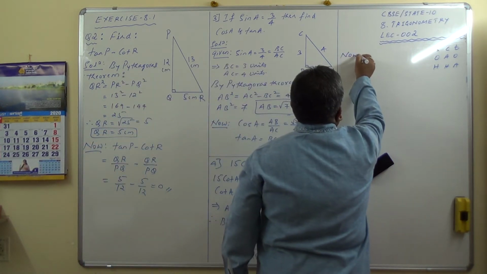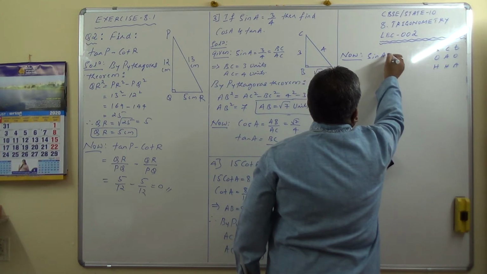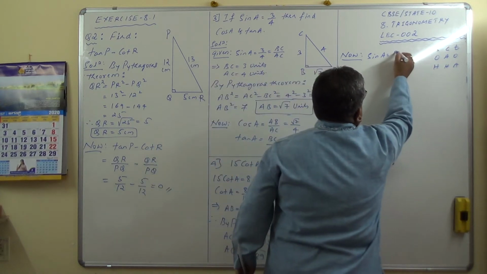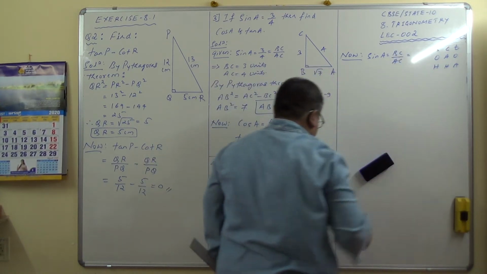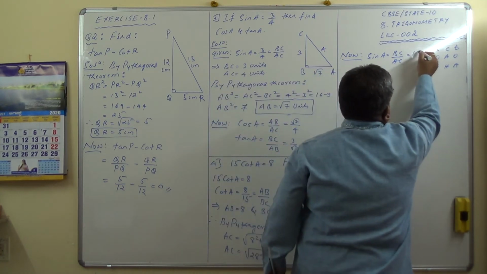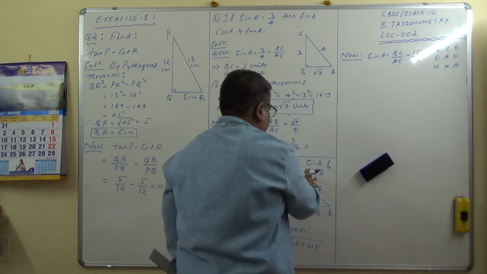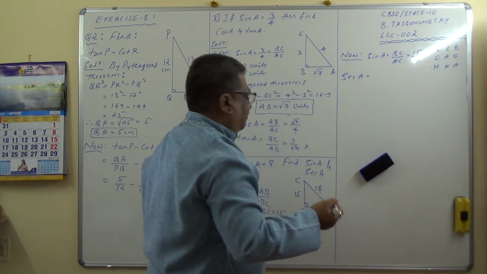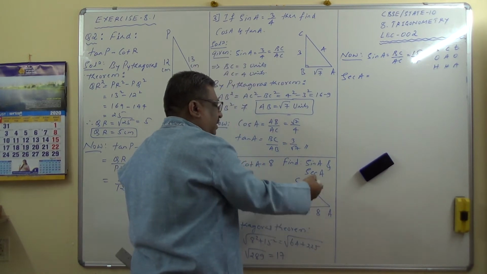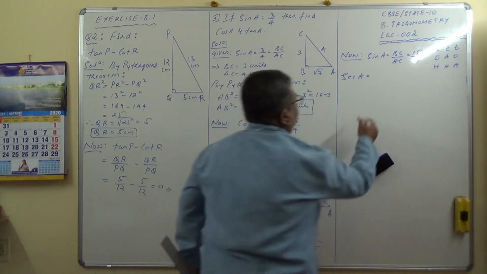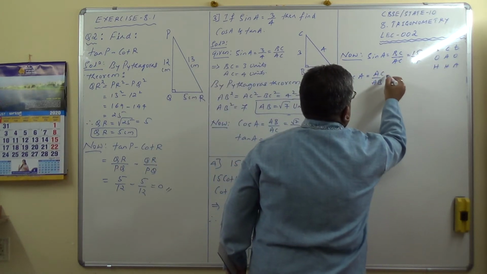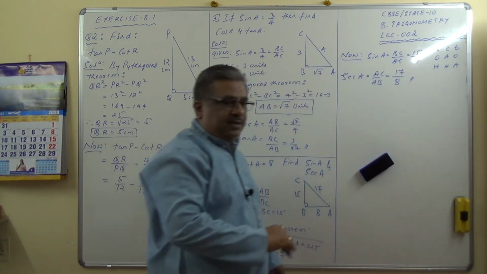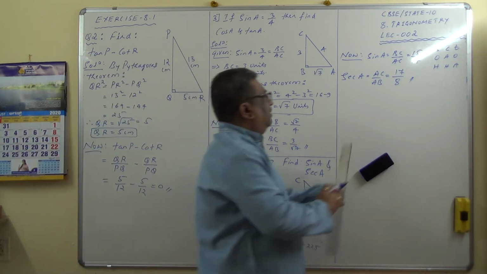Sin A is equal to opposite by hypotenuse, BC by AC, which is 15 by 17. And next is secant A. Sec is the reciprocal of cos. Cos is adjacent by hypotenuse, sec is hypotenuse by adjacent, AC by AB, which is 17 by 8. So check the answers. These are the correct answers. Next one.